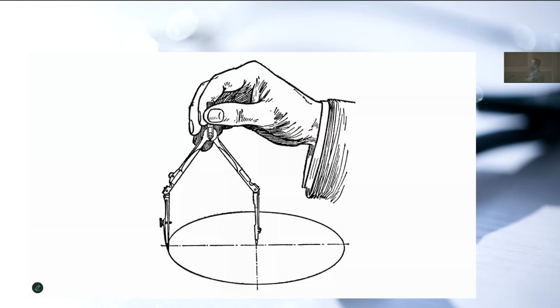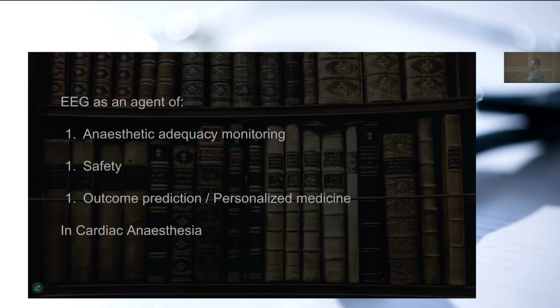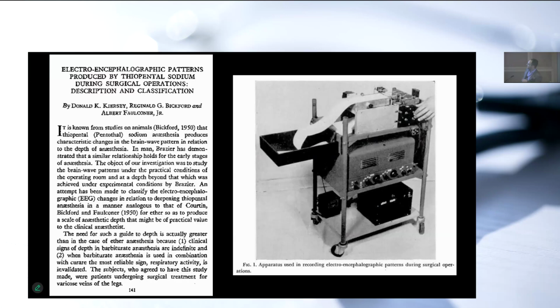We're going to talk about history, back to the history books. So we'll talk about the history of EEG and cardiac anesthesia, specifically through the lens of anesthetic adequacy monitoring, through safety, and 1, 1, 1. Love that. There's a change from my presentation. Anyway, 1, 2, 3, outcome prediction and personalized medicine. And so these things were sort of discovered as time went on in cardiac surgery, viewed through the lens of EEG.